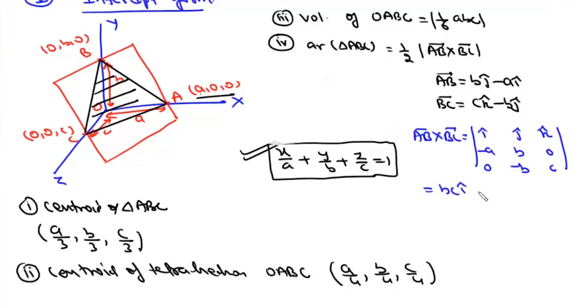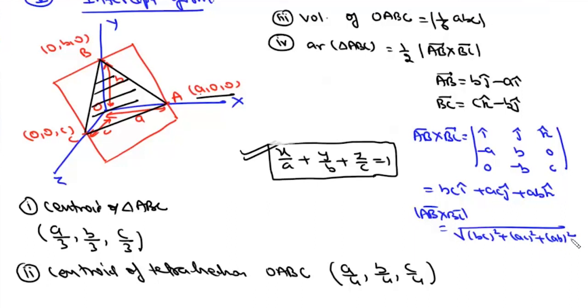We'll get this cross product as bc i plus ac j plus ab k, and the mod of AB cross BC is under root of bc square plus ac square plus ab square. So the area of this triangle ABC will be 1 by 2 under root of ab square plus bc square plus ca square. So once we have a, b, c, we can find the area of this triangle ABC.